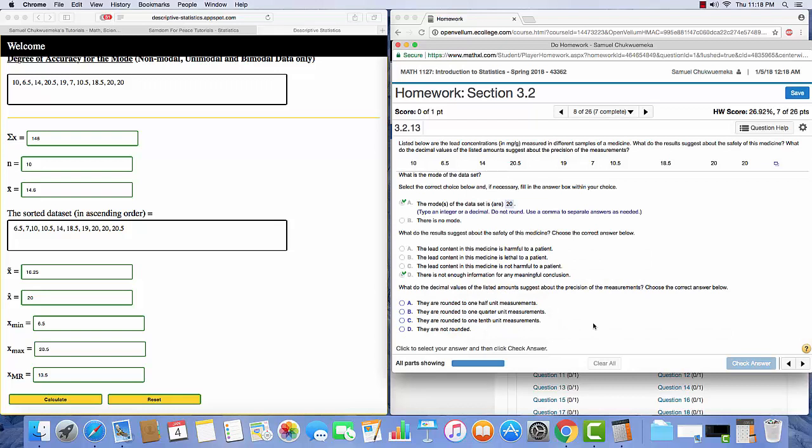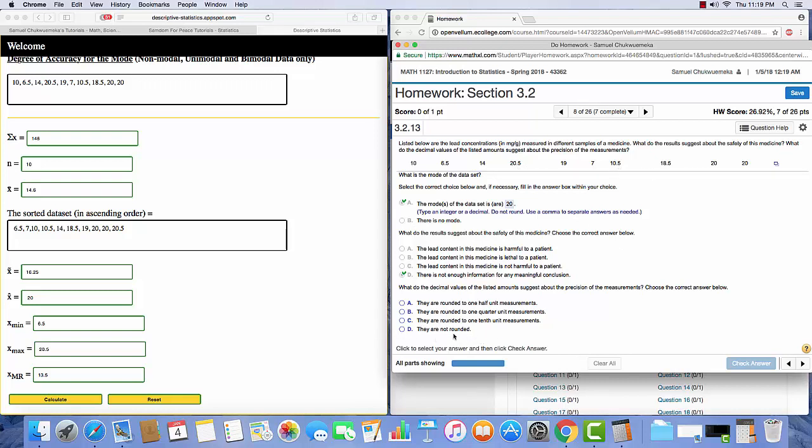What do the decimal values of the listed amounts suggest about the precision of the measurements? A, they are rounded to 1/2 unit measurements. For the decimal values like 6.5, 20.5, 10.5, 18.5, looks like they are rounded to 1/2 because this is 0.5, 0.5, 0.5. B, they are rounded to 1/4 unit measurements. That would be 0.25. So it's not B. C, they are rounded to 1/10 unit measurements. If we had seen 20.2, 10.3, then we could say C.